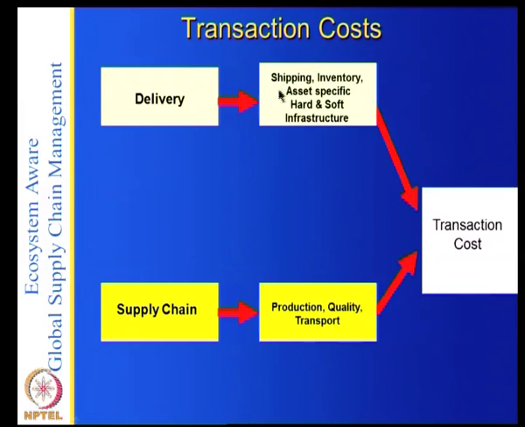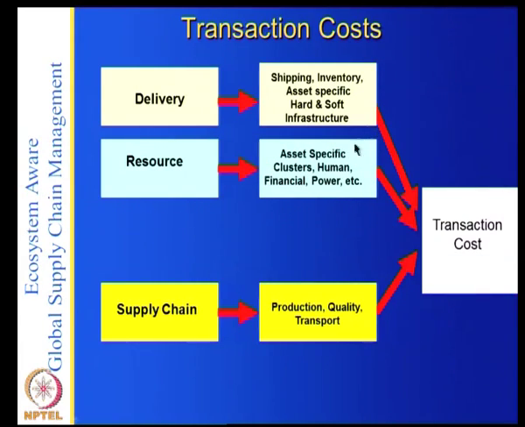Now, the asset specificity comes from the delivery. As I said, if you have a boiler which doesn't fit the ship or the truck, then you have to make special arrangements, special trucks and so on. Also, the hard infrastructure is the port, the forks, the forklifts and so on. The soft infrastructure, particularly in terms of delivery, is the connections and so on. And the resources, of course, you have the clusters, humans, financial, power, etc.